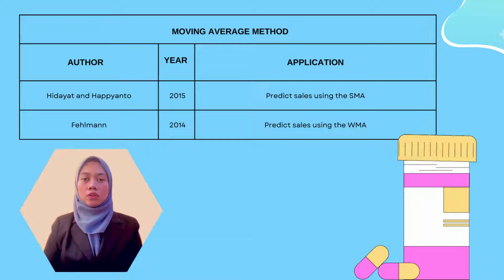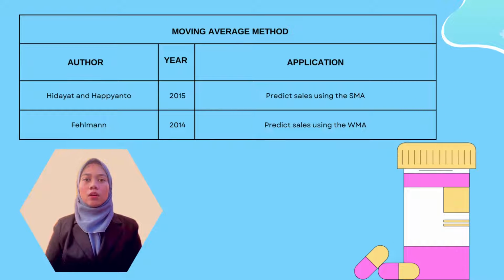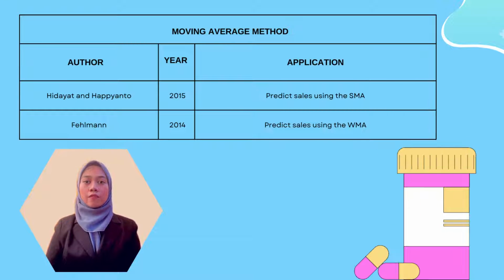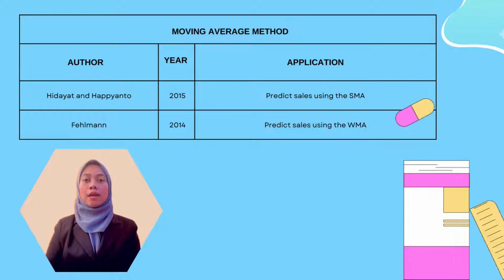The authors in 2015 attempt to predict sales using the single moving average, while the author in 2014 attempts to predict sales using the weighted moving average, which only applies to one or a few products rather than predicting many products.